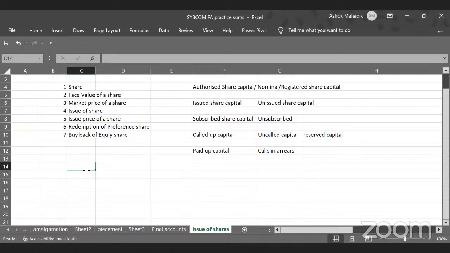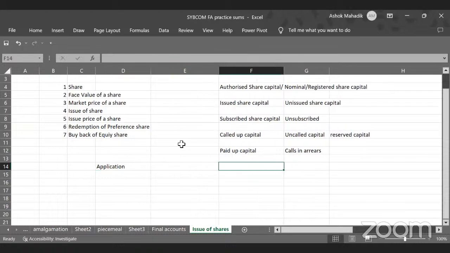So as I told you, there are 4 stages in collecting capital. First is application. Clear? Next stage is allotment. Then first call. And second or final call.